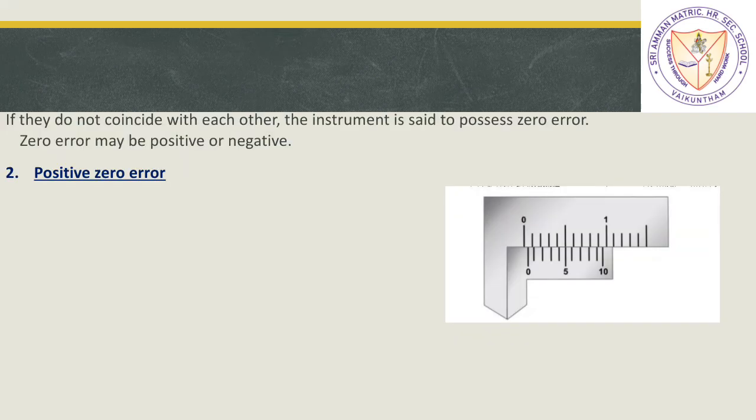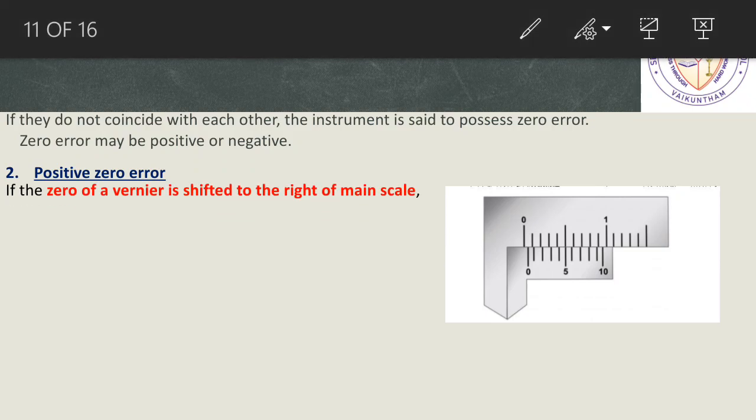If the vernier scale 0 and the 0 of the main scale are not coinciding with each other, then the instrument is said to possess zero error. That means there is some error in the instrument. This error can be negative or positive. So first we will be learning about the positive error. In the positive zero error, the 0 of the vernier is shifted to the right of the main scale.